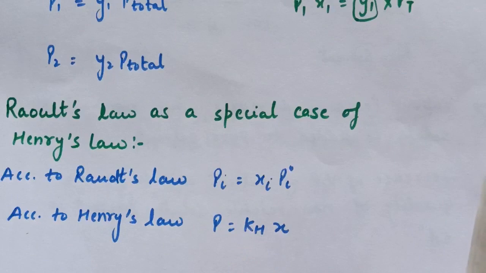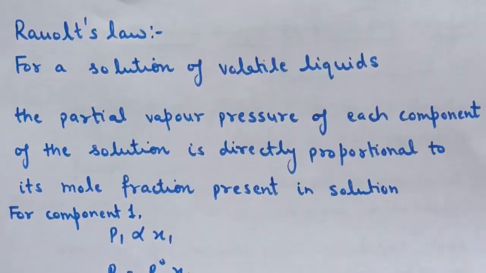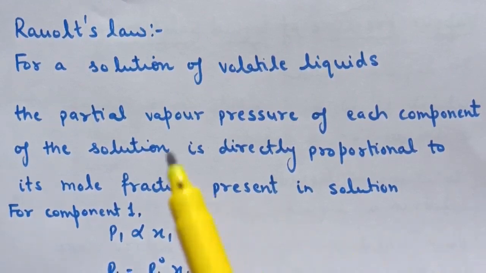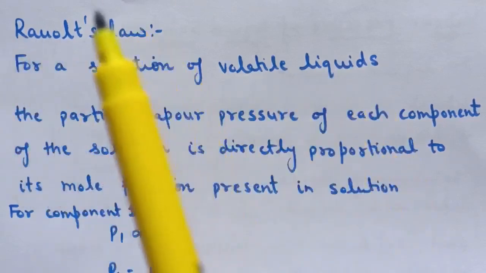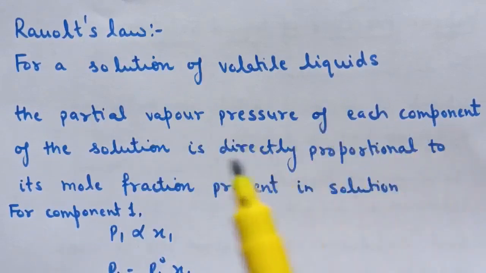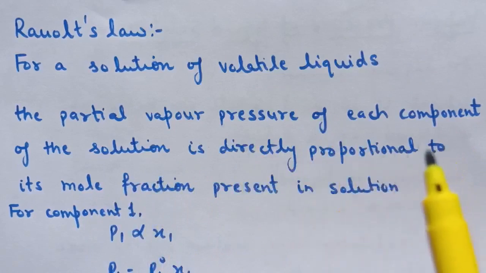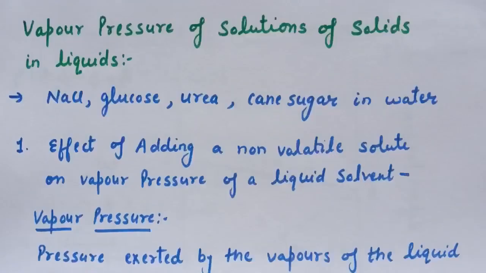And Raoult's law becomes a special case of Henry's law in which this Kh, that is Henry's constant, becomes equal to P naught. So this is about liquid-liquid solutions, when the liquids are volatile. For a solution of volatile liquids, we can apply Raoult's law, that is, the partial vapor pressure of each component of the solution is directly proportional to its mole fraction present in the solution. So for volatile components, we can apply Raoult's law.